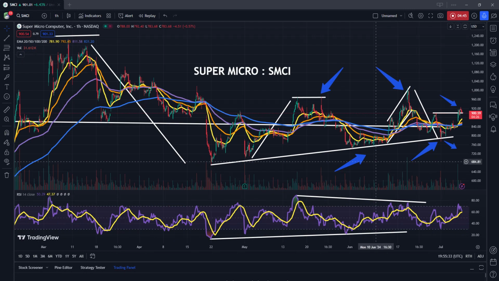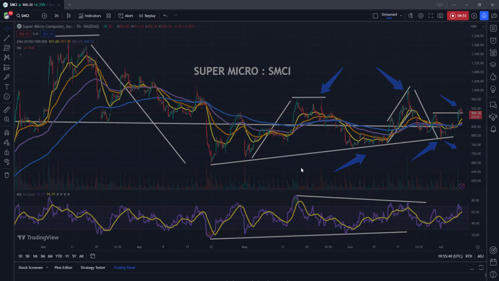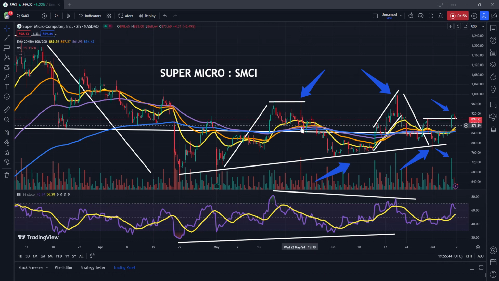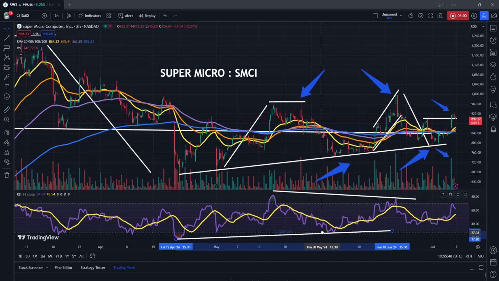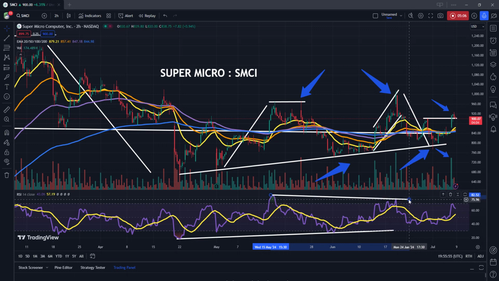So we can pull out here a bit, and we can even pull out to the 2-hour chart to start to see longer term price action. We can see that the readings in the indicator are largely similar. We do have some conflicting information here as well that should be noted.